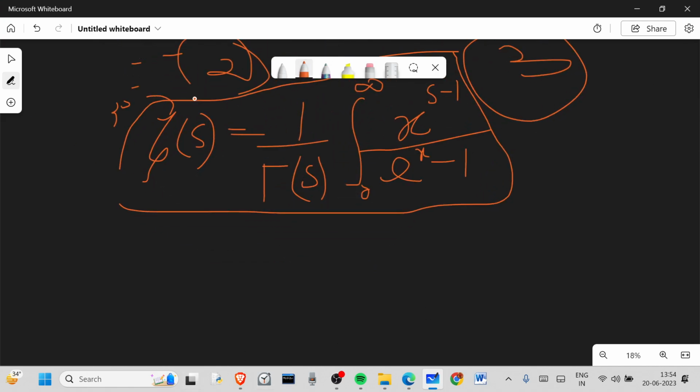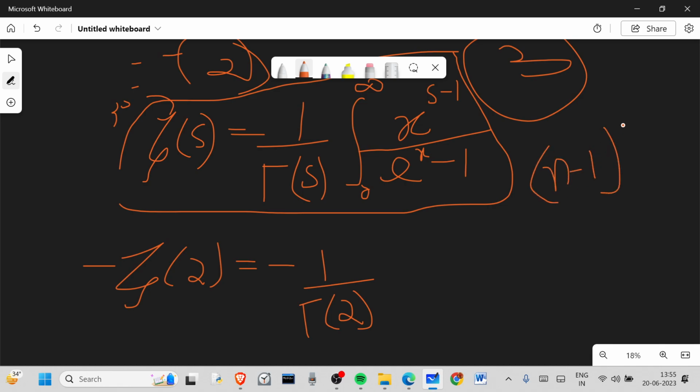So anyways, what I know from the answer is that my answer is minus zeta at 2. You must agree with me that it's minus zeta at 2. Okay, so minus zeta at 2 is minus 1 by gamma at 2. Gamma is also a function, and gamma function means n minus 1 factorial, and factorial means 1, 2, ... till that number, till n minus 1. So gamma at 2 is 1 factorial, and 1 factorial is 1 itself. So what I mean is that gamma at 2 is 1.